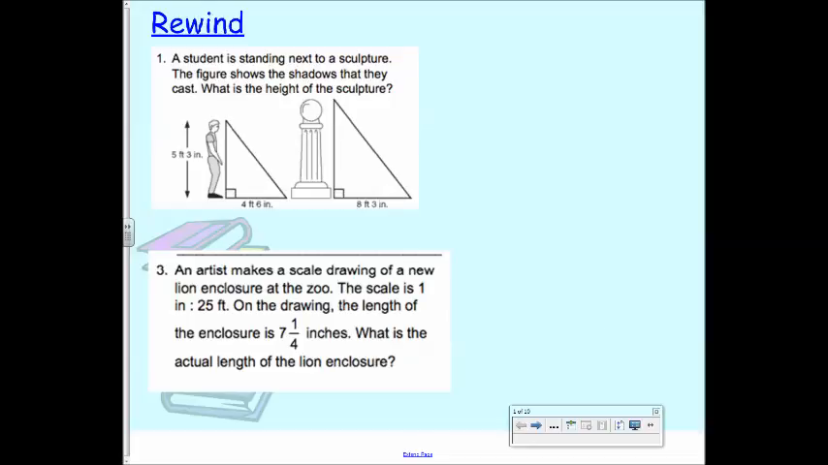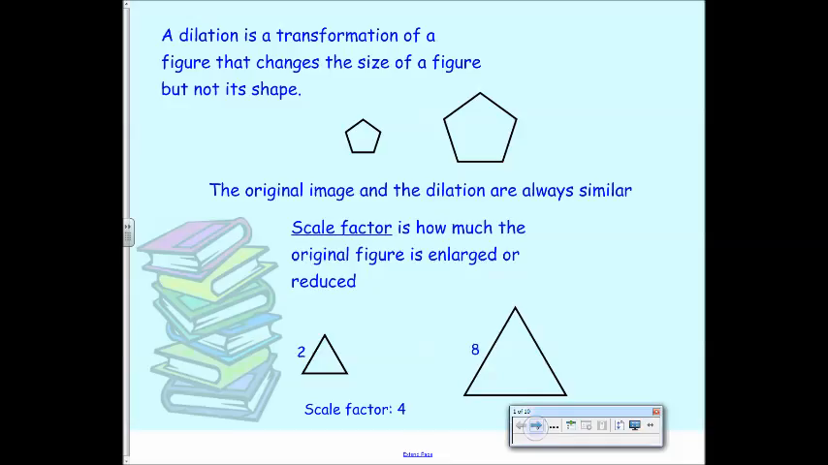So we're going to wrap up with Chapter 7 today. We're going to finish talking about dilations, and then your test will be on Tuesday. We're going to review on Monday, and your test will be on Tuesday. And then we will be done with Chapter 7. We're going to move on to Chapter 8. So we're wrapping up today with dilations, which is kind of like the final point when we're talking about similarity.